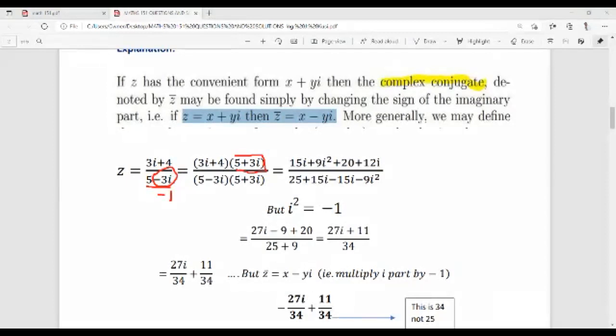Hello, Amos, can you see? Are you there? Yeah, I can see it well. Good. So you have 5 plus 3i, because you have multiplied this by -1, so this minus becomes positive. Then you multiply that by the top, and you multiply the same thing by the bottom. That is how you rationalize it.